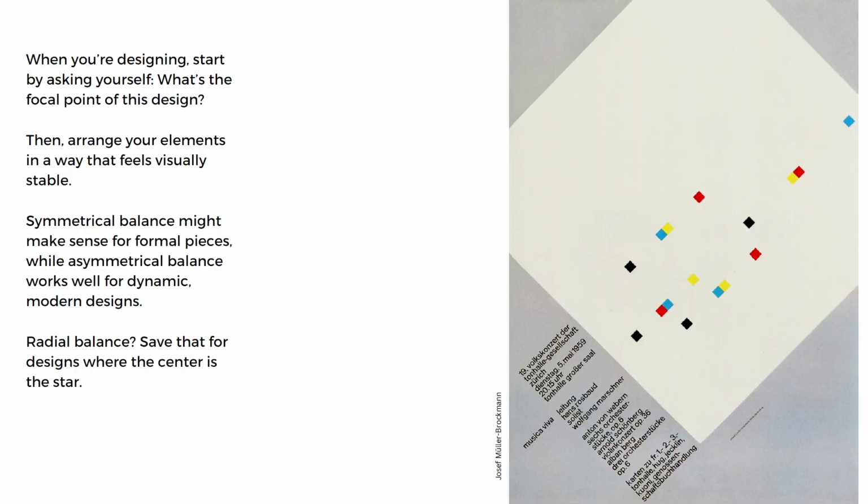So when you're designing, just ask yourself this: what is the focal point of the design? Once you have it, you're going to arrange the elements in a way that's going to make your piece feel visually stable. Symmetrical might make more sense if you're working on something more formal, but if you're working on something that needs to be sort of fresh and edgy, the asymmetrical will probably work better. Radial balance, this is for when, like we said, the center, that focal point, is going to be the star of your composition.